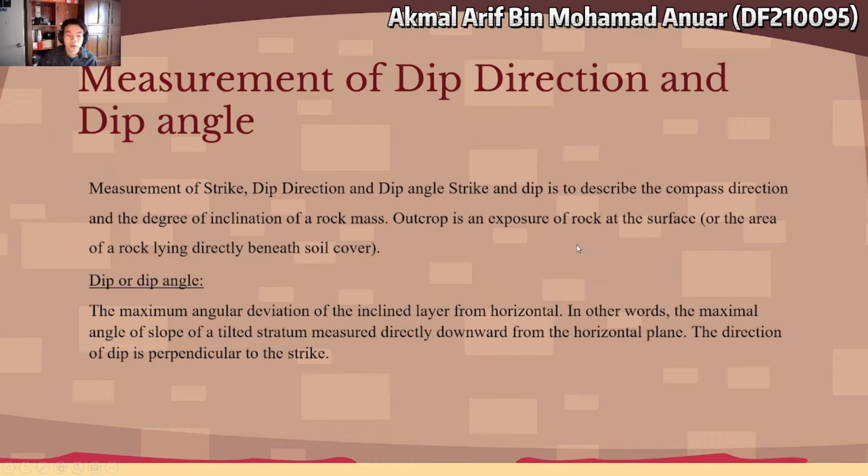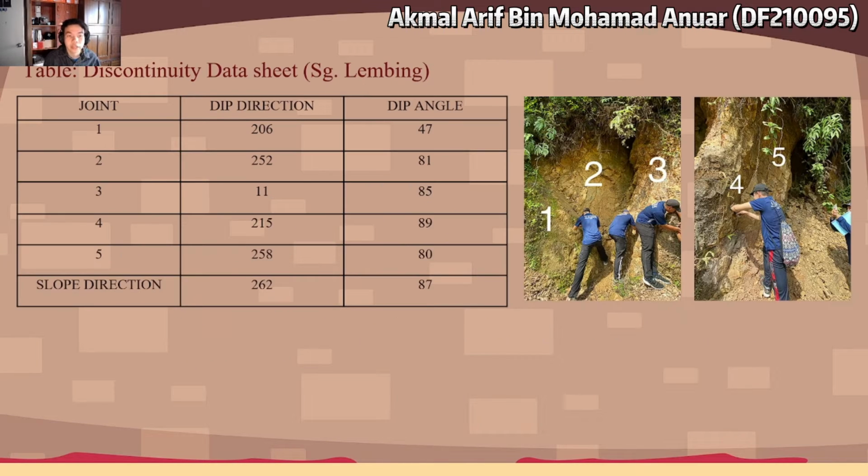What is dip or dip angle? Dip or dip angle is the maximum angle deviation of the inclined layer from horizontal. In other words, the maximal angle of slope of a tilted stratum measured directly downward from the horizontal plane. The direction of dip is perpendicular to the strike.